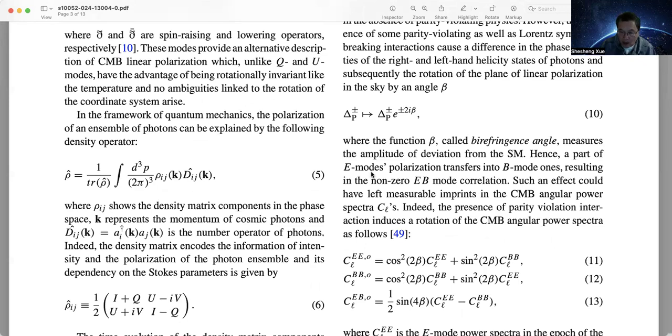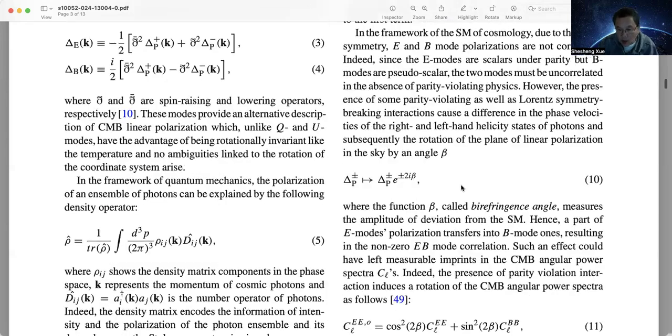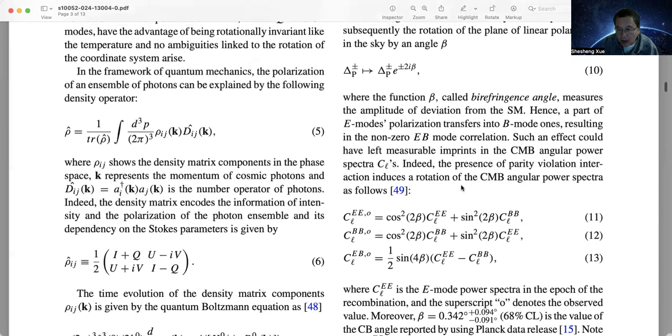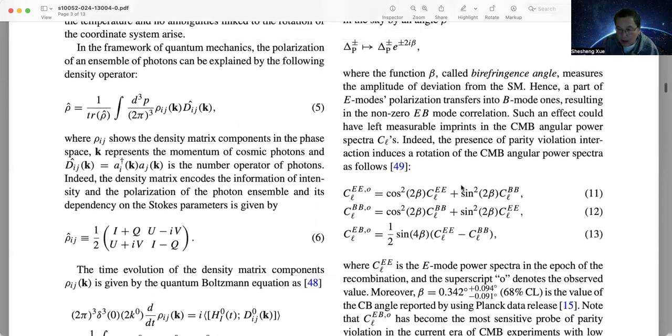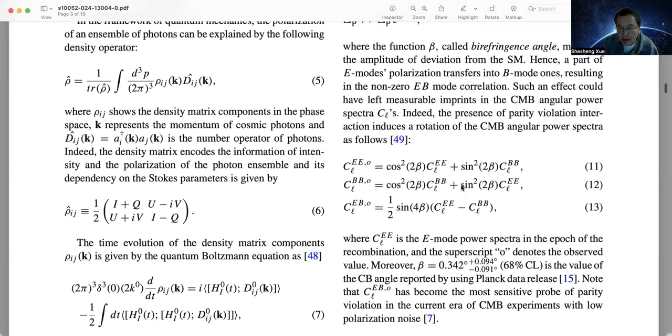And in terms of the E mode and B mode of the CMB photon, as well as the non-zero cross power spectrum of E mode and B mode correlation. Because if there's no parity violating interaction, E mode and B mode parity is exactly symmetric, so there is no correlation between E mode and B mode, and the EB cross power spectrum must be 0. If there's a parity violating interaction, the E mode will exchange with the B mode, and the angular spectra of E mode and B mode of the CMB will be correlated.